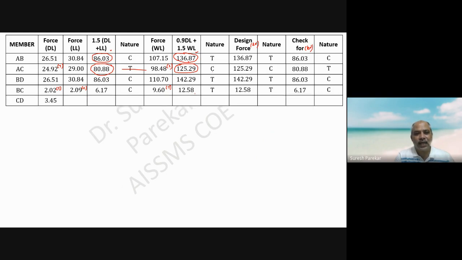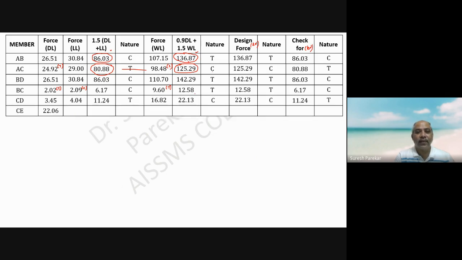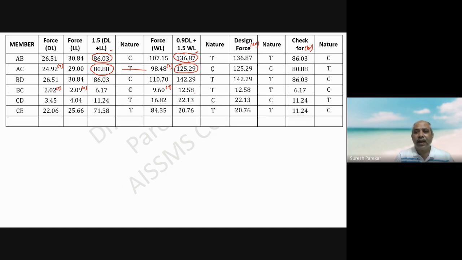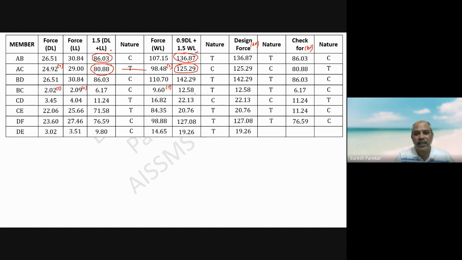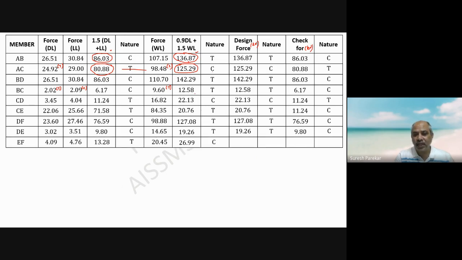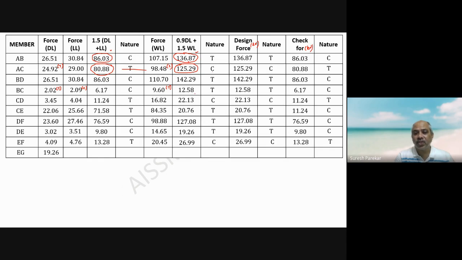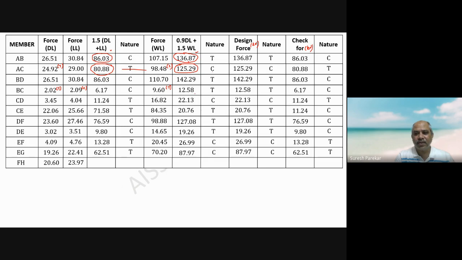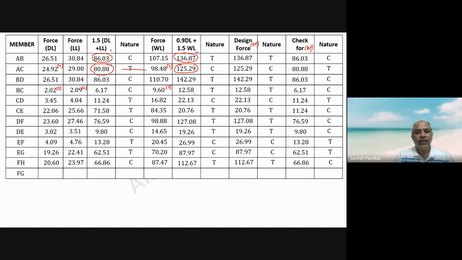Likewise, we have to go for all the members, the CD member, the inclined member, and we have to design it for compression and check it for tension. Likewise, we have to prepare this table, and from this table we are in a position to get the forces in the members, and depending upon this we are in a position to design the member, and check it for other forces. So you can see these members. For the maximum value we have to design it, and for the minimum we have to check.